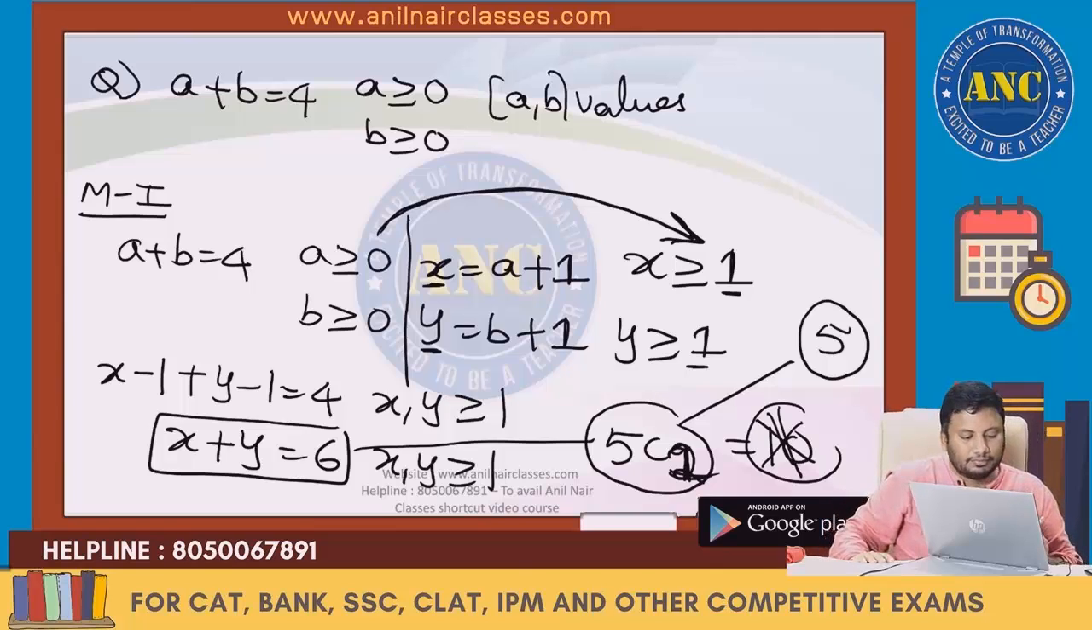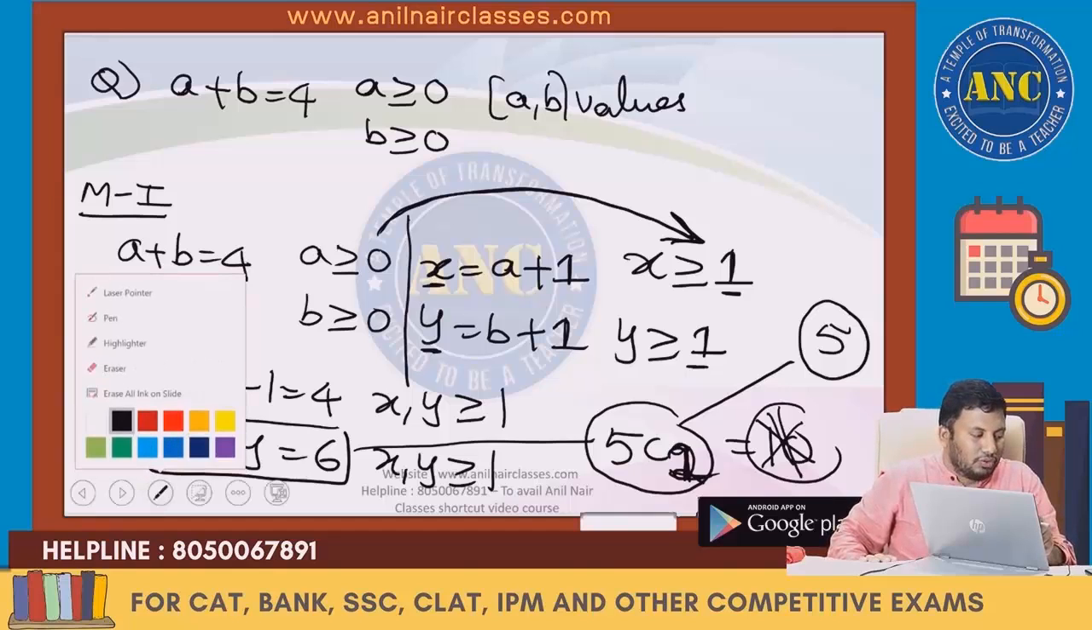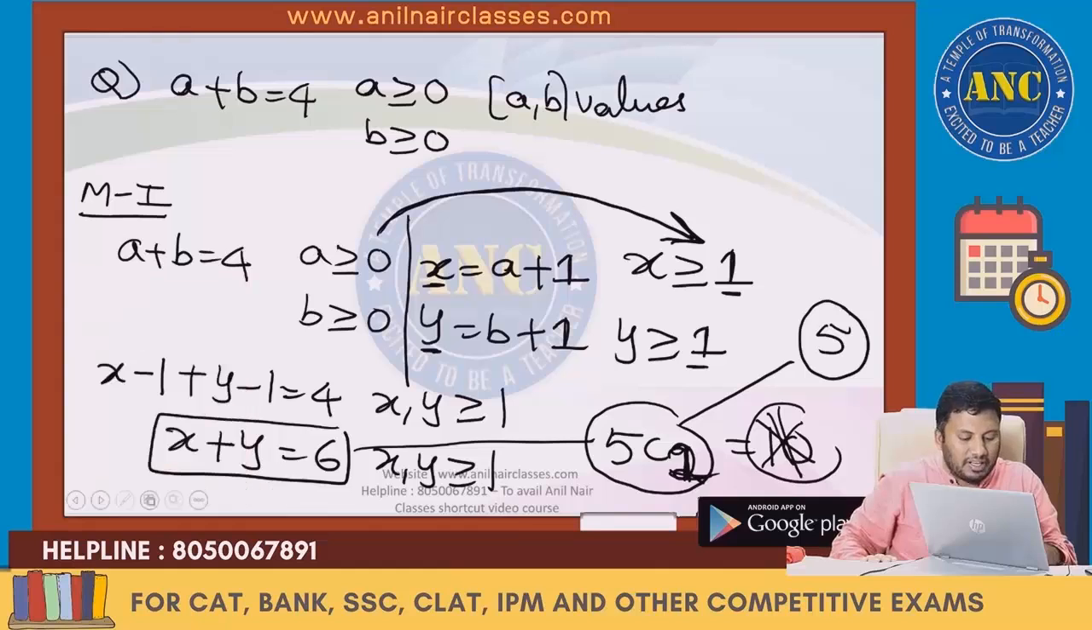Next one. I hope the ideas are clear. Method 2. 5C1. It is not 5C2, it is 5C1. Please make a note of it. Calculation mistake.